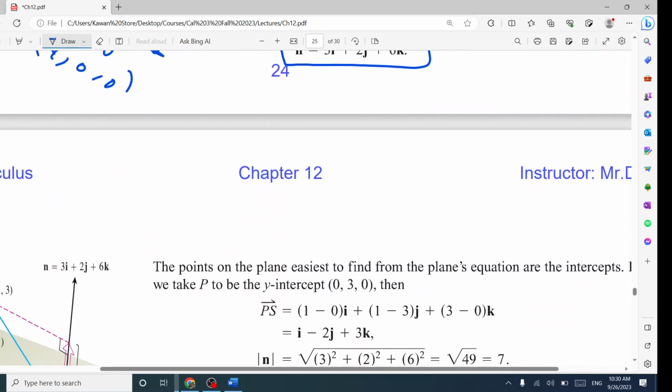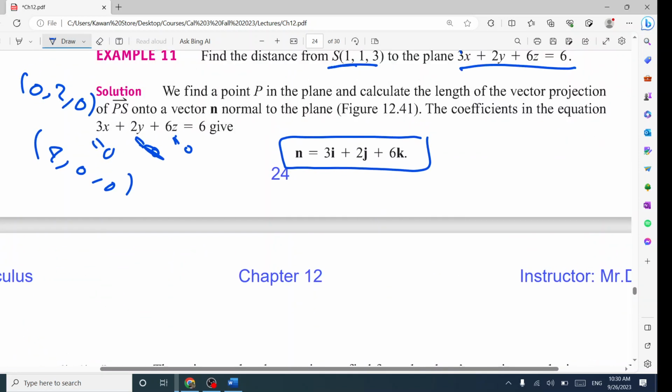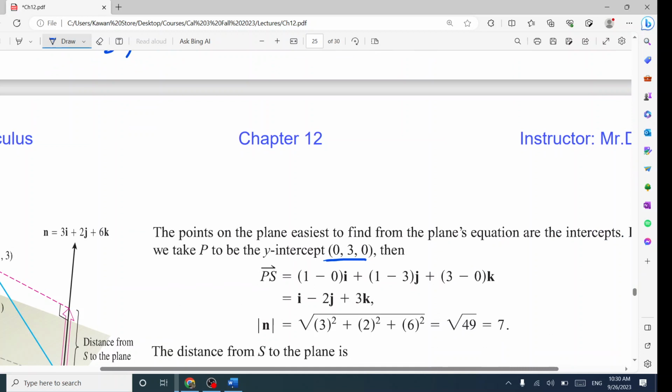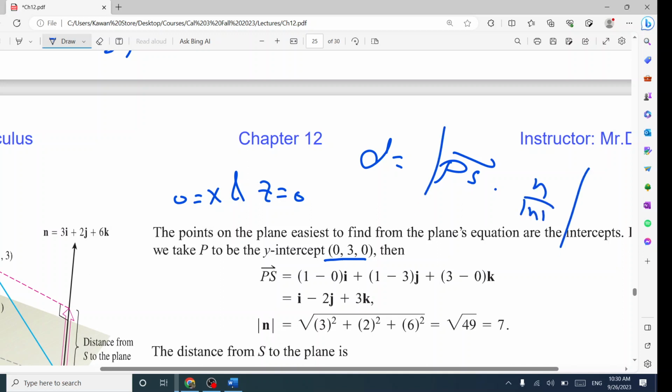I don't know what's in your copybook. He made X and Z be 0, so Y will be 3, sorry. So we got a point. Now I have a point and I have a rule. Distance is equal to the absolute value of PS dot N over the norm of N. The other one was cross for the line. So, of course, I will get a number. PS you can construct, and N is easy because we did it before.